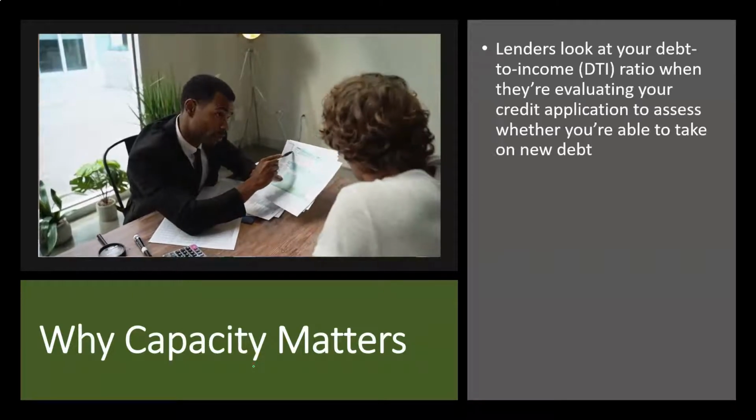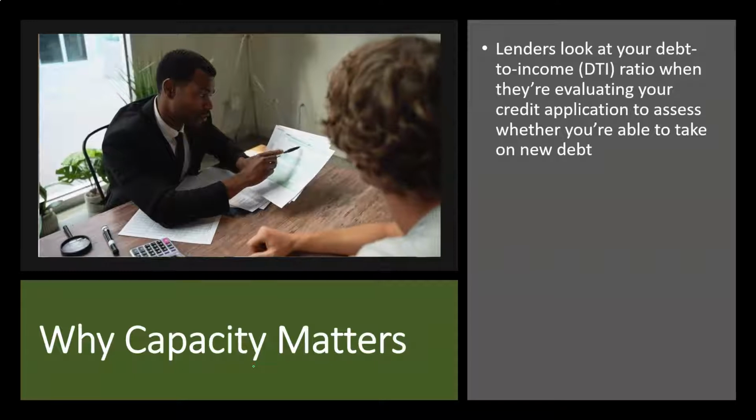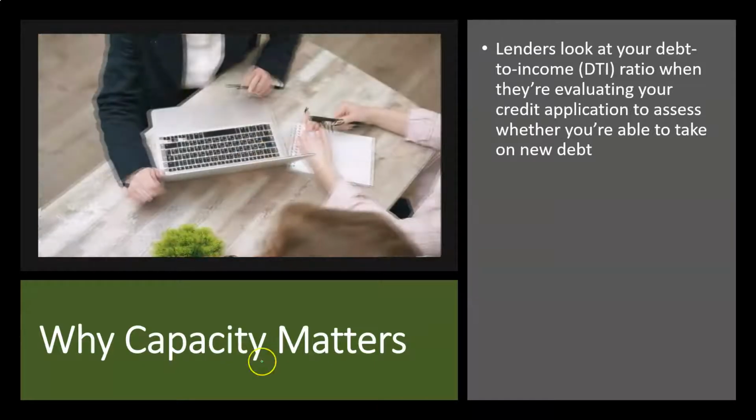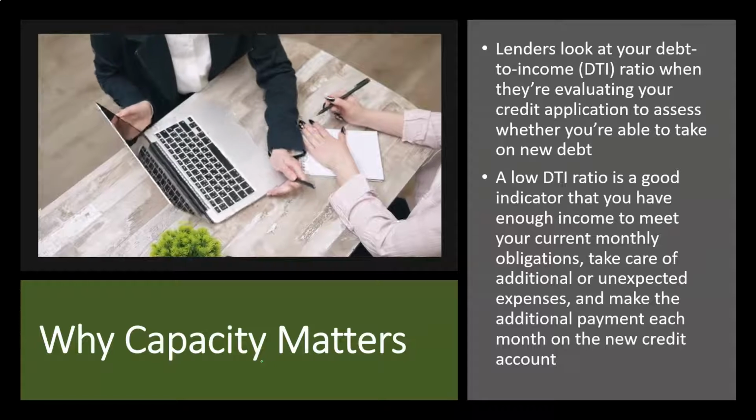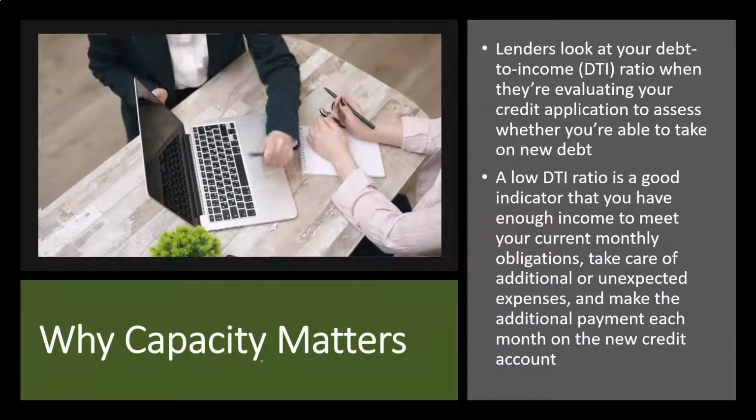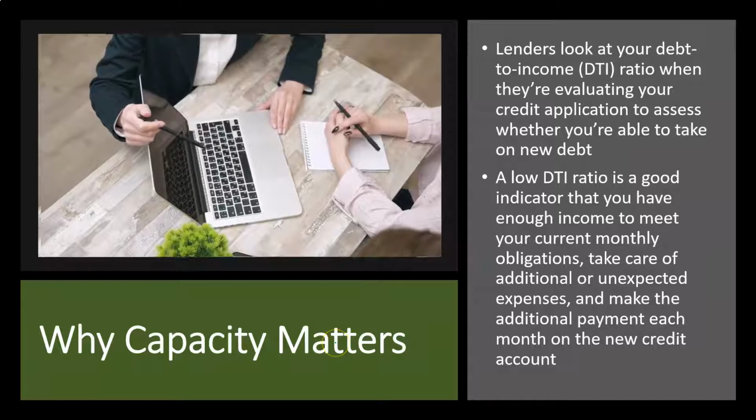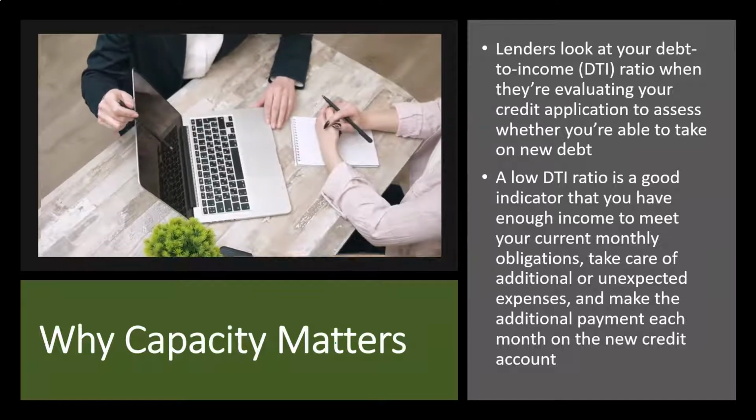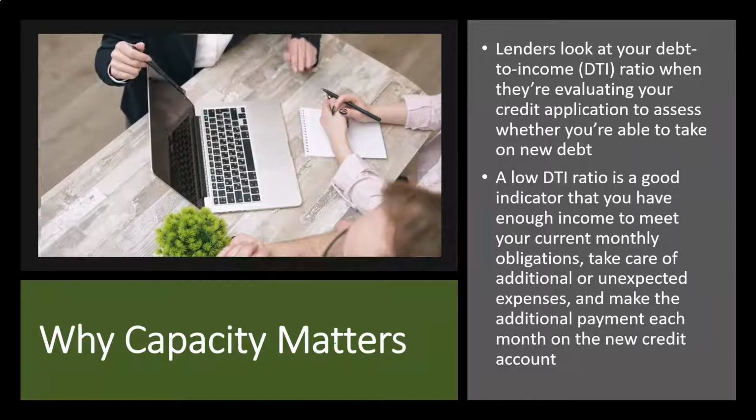So why capacity matters. Lenders look at your debt to income, the DTI ratio, when they're evaluating your credit application to assess whether you're able to take on a new debt. A low DTI ratio is a good indicator that you have enough income to meet your current monthly obligations, take care of additional or unexpected expenses, and make the additional payment each month on the new credit account.